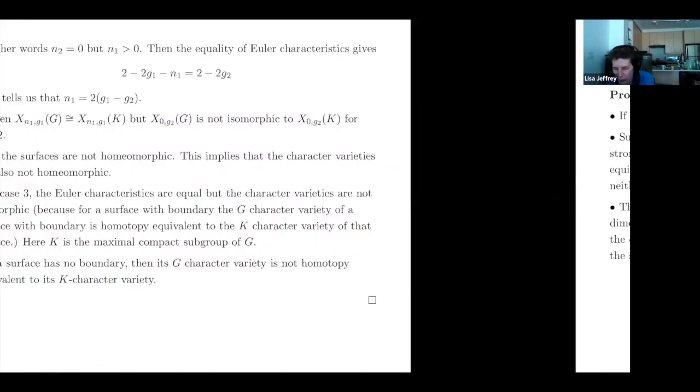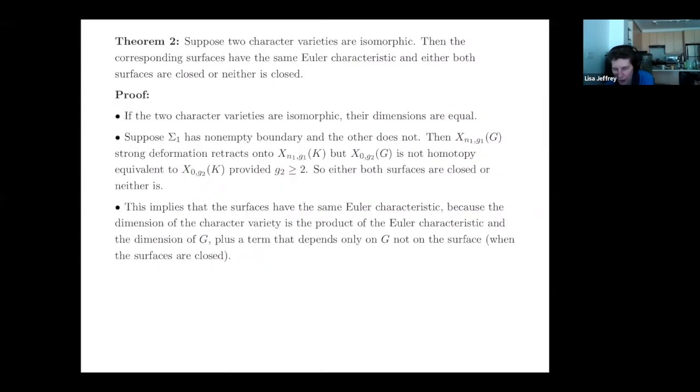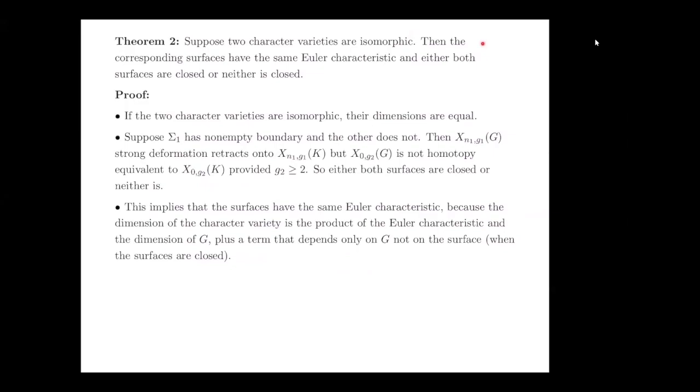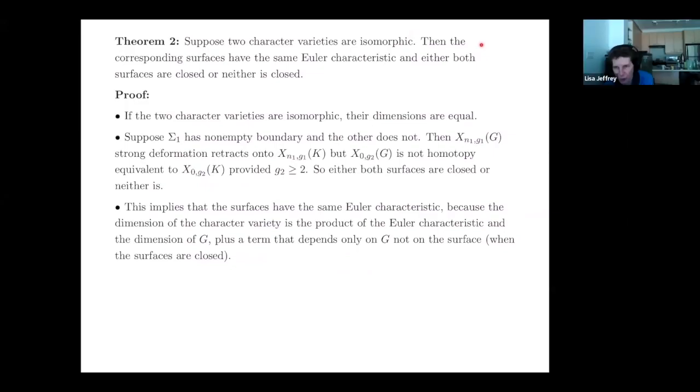Okay, so finally, if you have two character varieties that are isomorphic, then the corresponding surfaces have the same Euler characteristic, and either both surfaces are closed, no boundary, or neither surface is closed.